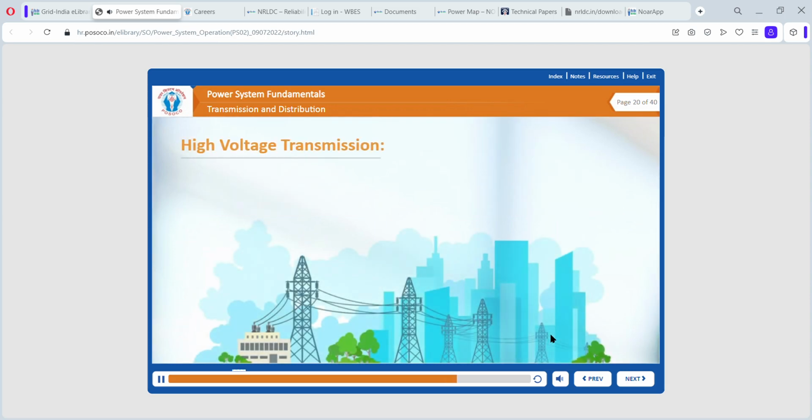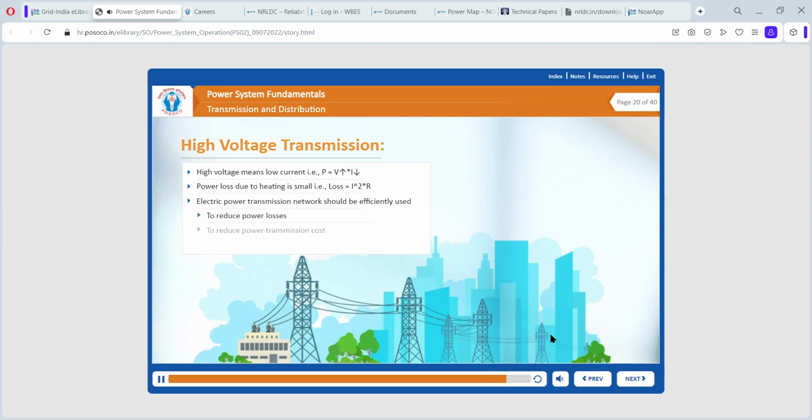High voltage transmission. High voltage means low current. Power loss due to heating is small. Electric power transmission network should be efficiently used. To reduce power losses. To reduce power transmission cost. To improve the efficiency of power transmission.